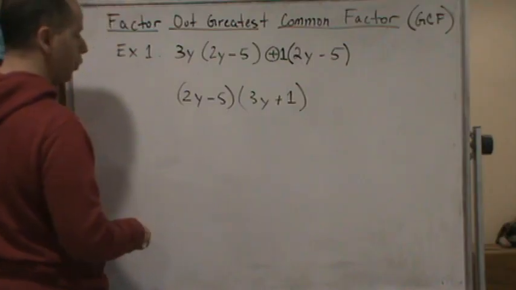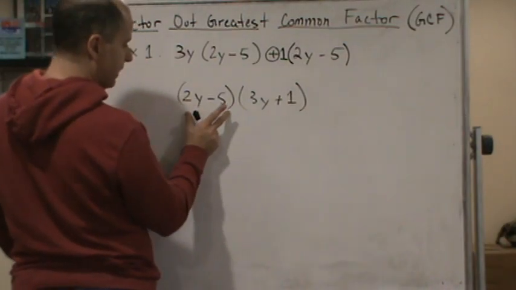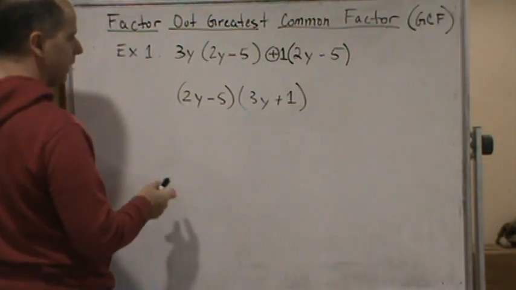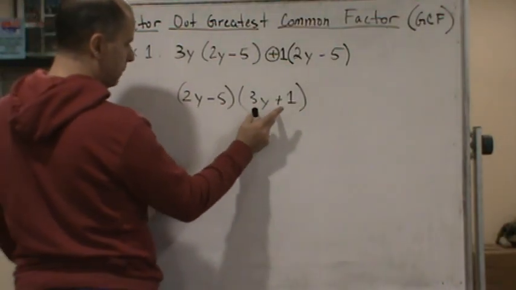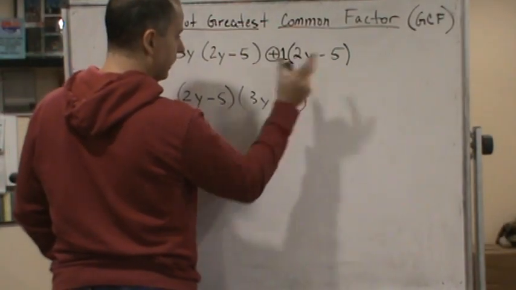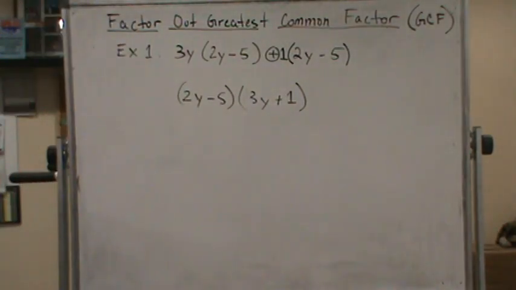Okay? And again, if you distribute this again between the two, then you're going to get back the same thing. If you multiply this by 3y, you get this. If you multiply this by 1, you get this. So it works. That's it.